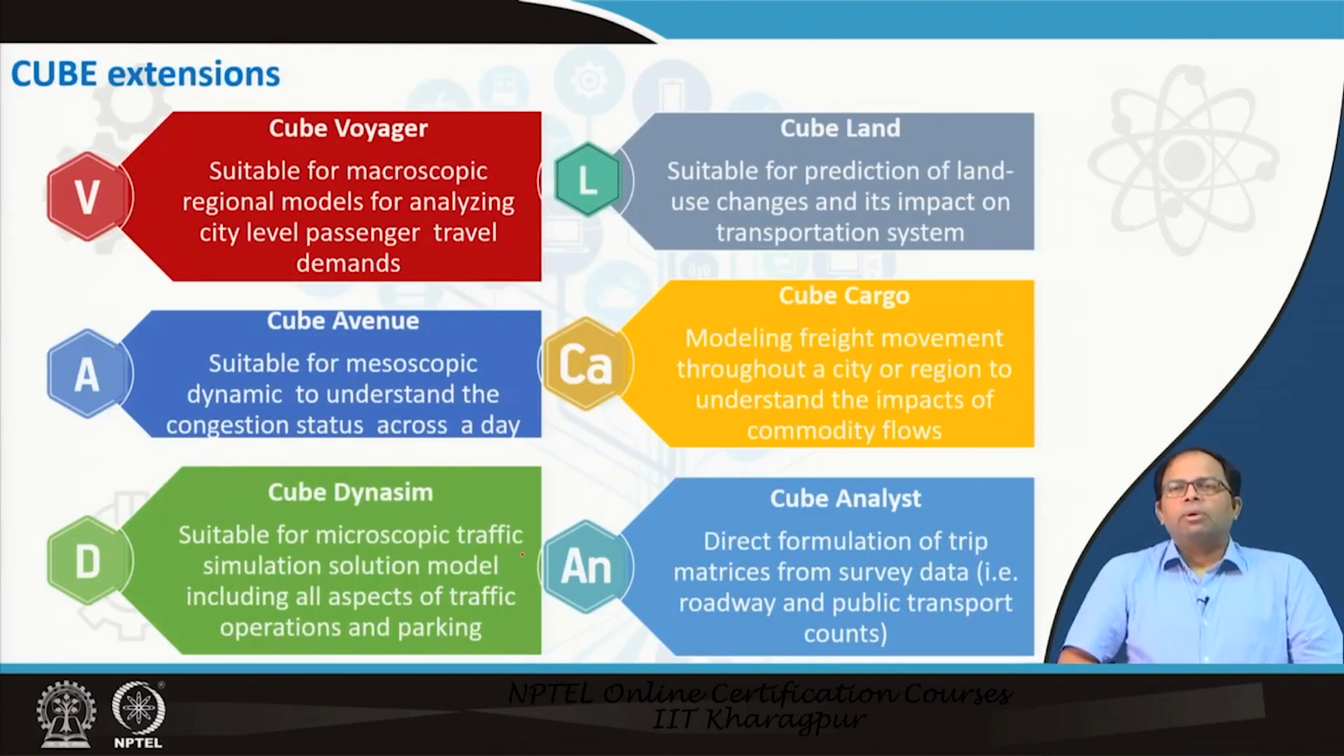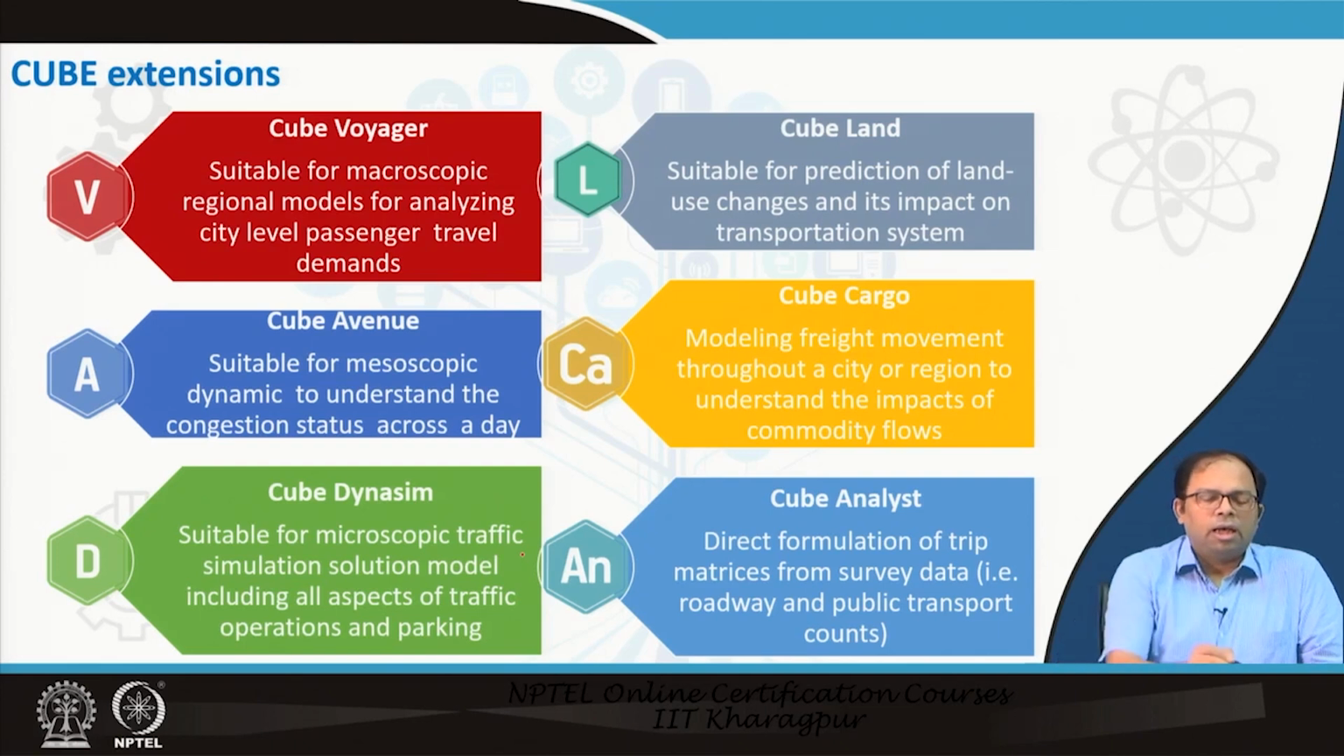Now we will talk about the different components of Cube software. The base is Cube Base, and in addition to Cube Base, we have got different components. Cube Voyager, we have discussed about Cube Voyager. It is suitable for macroscopic regional models for analyzing city level passenger travel demands. So this is basically the travel demand management or analysis component. Then we have got Cube Dynasim, which is for the microscopic traffic simulation model, which we have also discussed earlier.